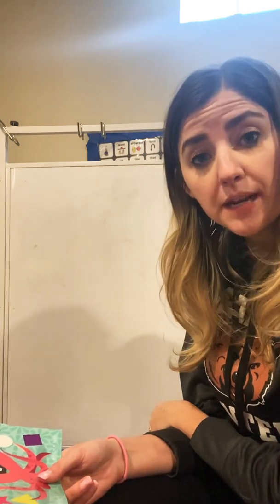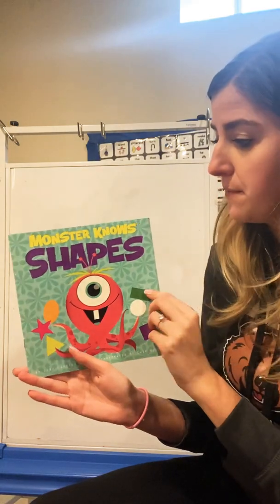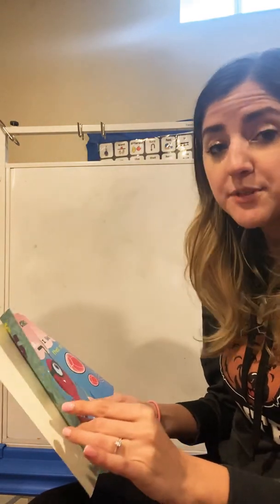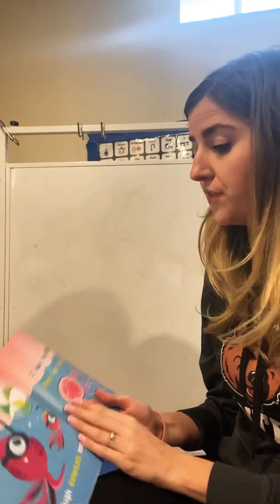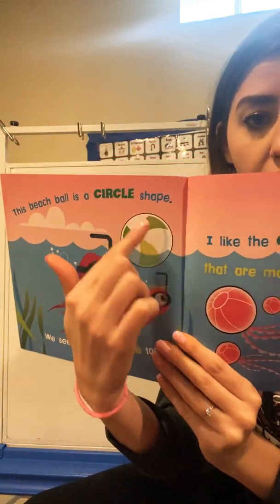So I thought it would be nice to start off by introducing us to some shapes. I'm not going to go through this book and pick every shape. I'm just going to pick out some of my favorite shapes or some of the beginning shapes that I think we need to talk about. And the first one is the circle.